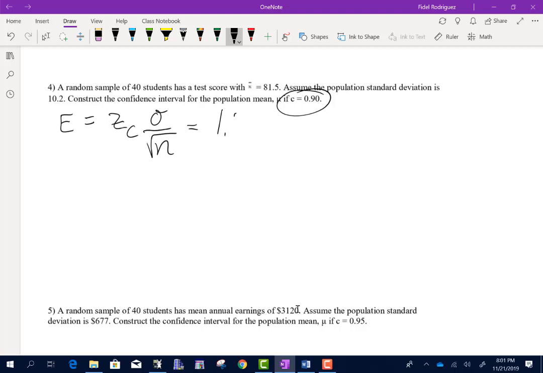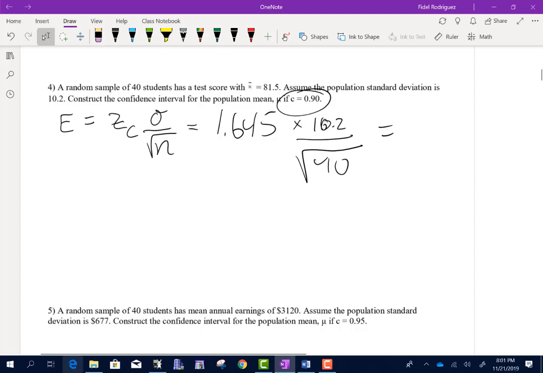Do we already know the critical value when C is 0.90? 1.645, right? It's the one that we did a little while ago. If you go 1.64, don't worry, not a big deal. What's our sigma in this case? 10.2. What is my n? 40.